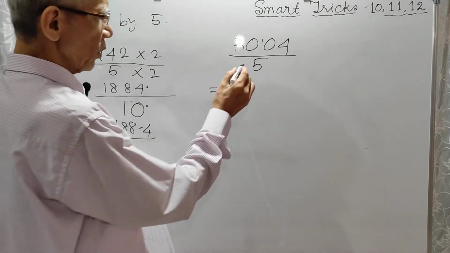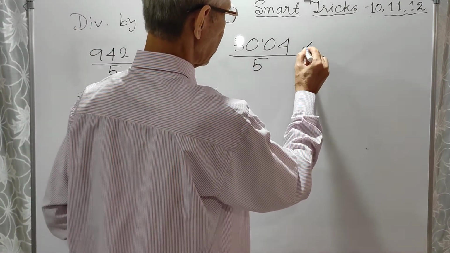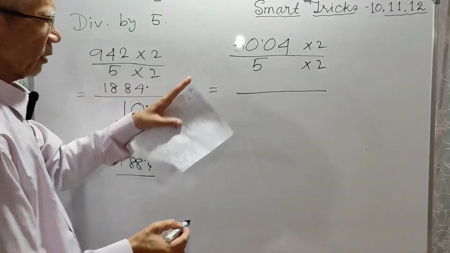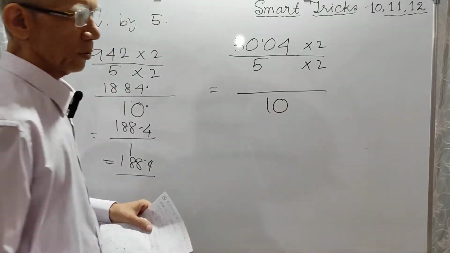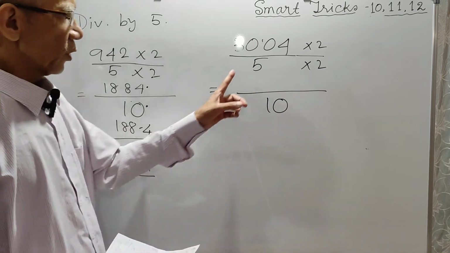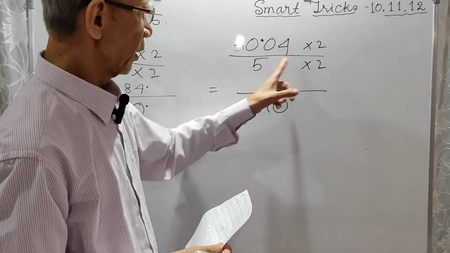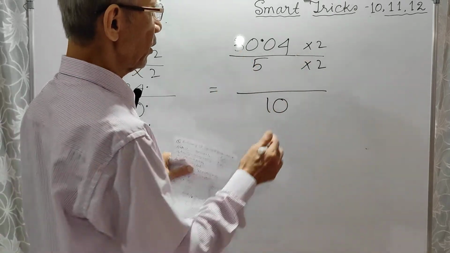All right, so this is 5. So multiply by 2. Multiply by 2. So as we did here, why do you multiply by 2? Because we want to get a 10. So this is 30.04. So multiply by 2, 5 to the 10. Then this multiply by 2.